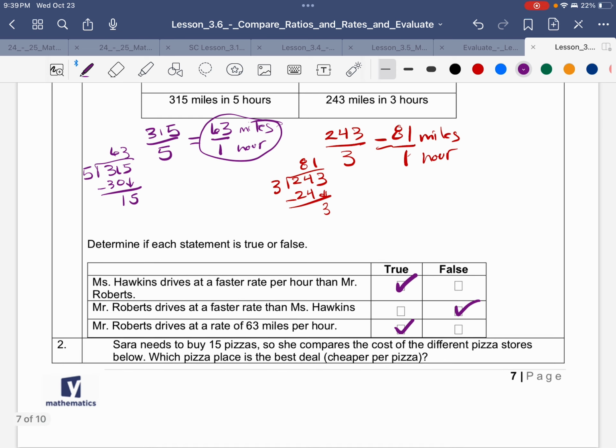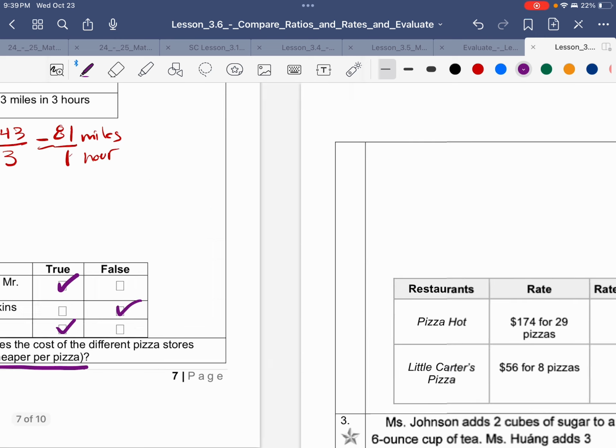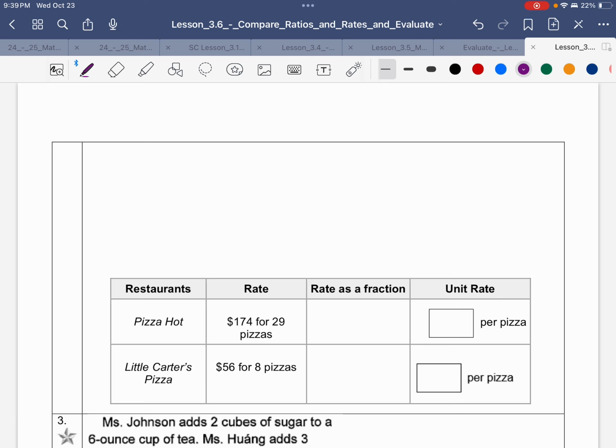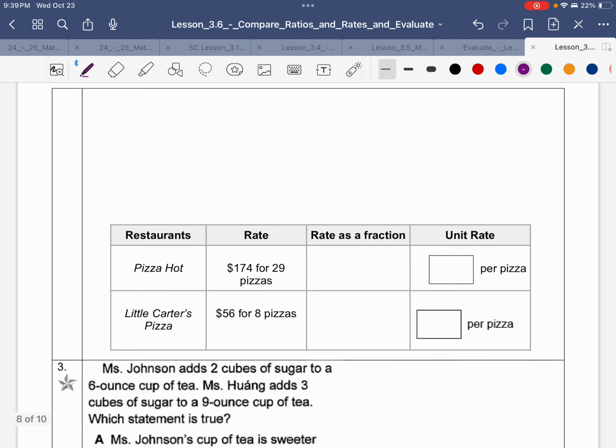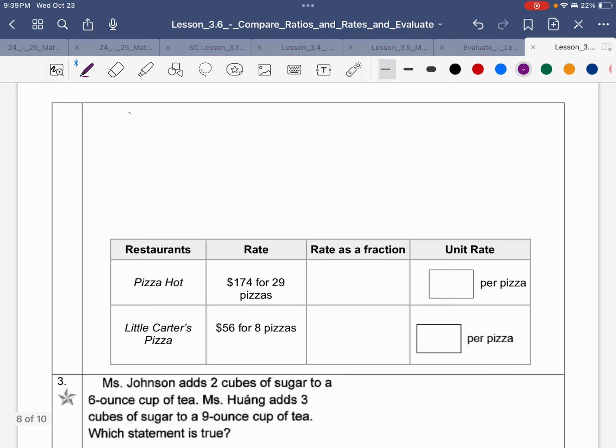Sarah needs to buy 15 pizzas, so she compares the cost of different pizza stores below. Which pizza place is the best deal? So she's buying 15, remember? But that might not be important because we just want to know who's cheaper per pizza. Let's see. Pizza Hut or Little Carter's Pizza? So again, let's go. Pizza Hut is $174 for 29 pizzas. We do our division.